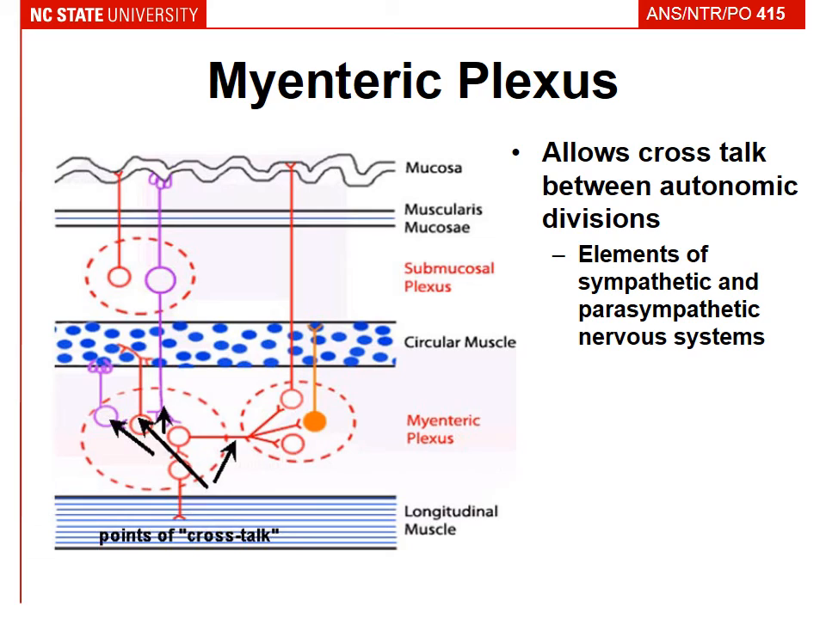throughout the GI tract. And here we have our submucosal plexus. We also have the sympathetic and the parasympathetic. Here you can see that we don't really have the crosstalk that's occurring.